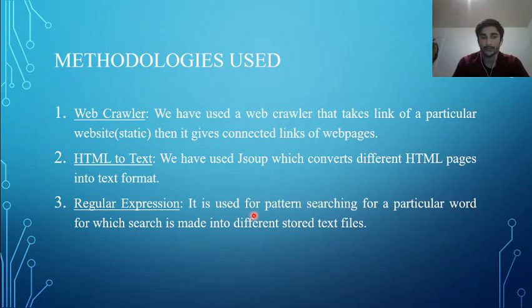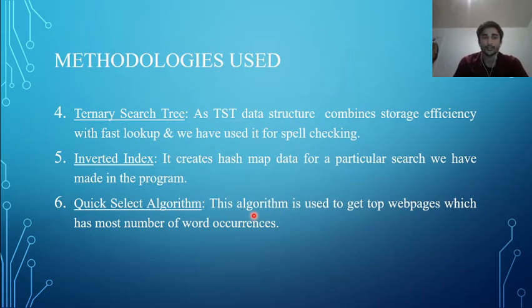So for that we have used regular expressions. Now I'm going to explain what a ternary search tree is. A ternary search tree is a type of tree where nodes are arranged in a manner similar to a binary search tree, but a ternary search tree has three children rather than two, so it gives us better storage efficiency and performance. Thus in our project we have used a ternary search tree for spell checking and giving different word suggestions.